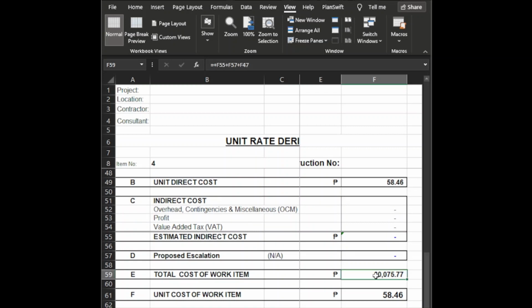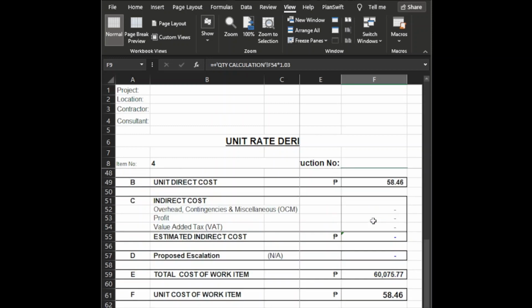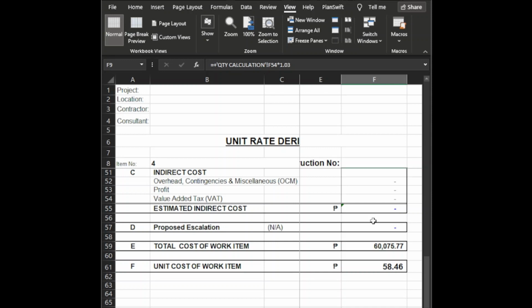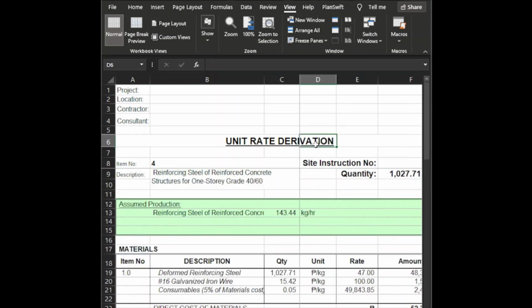So this is for now, and next I think we have formworks. We will compute the quantity of the formworks, then also the unit rate derivation or the cost of the project for formworks.